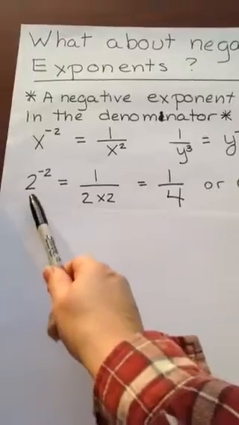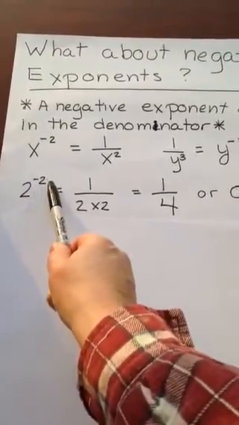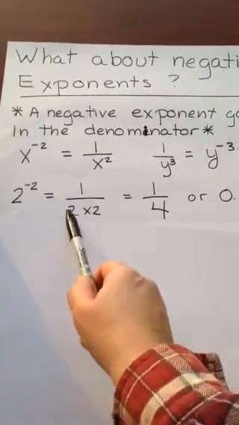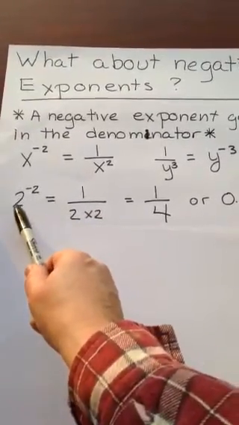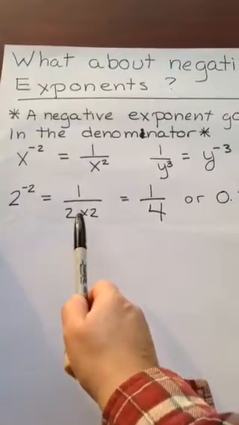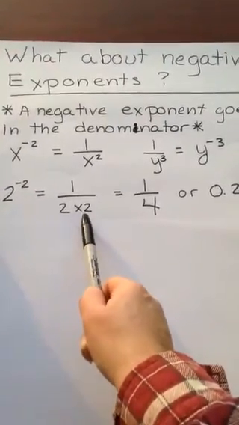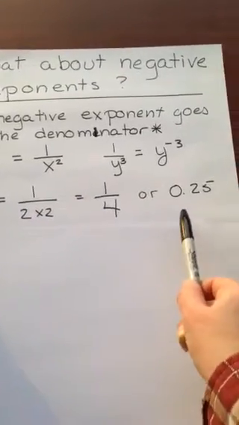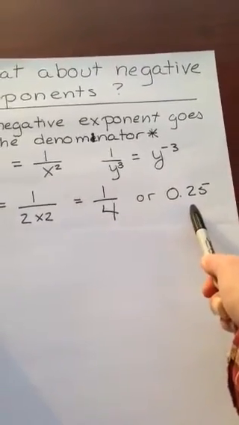So, if I have 2 raised to the negative 2 power, that negative puts everything in the bottom, so that's equal to 1 over, and now it's 2 to the second. Well, what's 2 to the second? It's base of 2 multiplied 2 times. So that's 2 times 2. And 1 over 2 times 2 equals 1 over 4, or if you're writing it in decimal format, it would be 0.25.